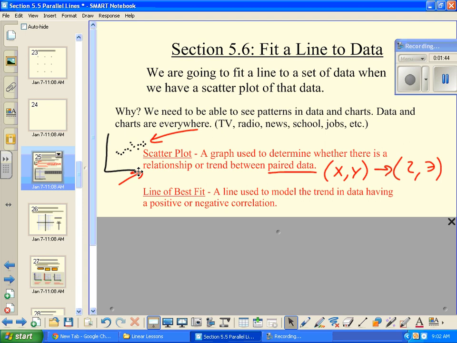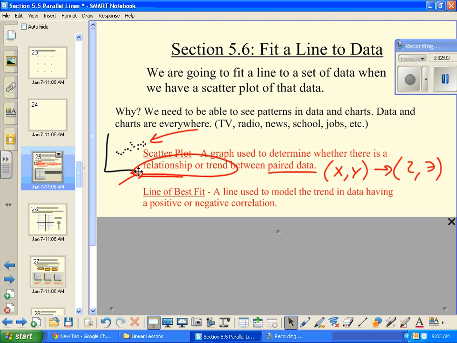Either the data shows that as one thing goes up, another thing goes up, or as one thing goes down, another thing goes down. I'll talk about that on the next few pages here, but we're looking for some kind of pattern, some kind of, as it says here, relationship or trend. We're looking for a pattern. That's why we analyze scatter plots.